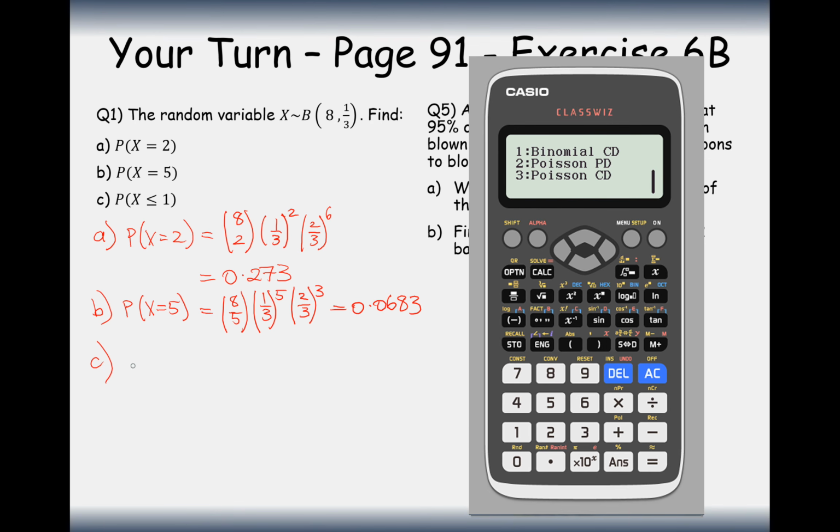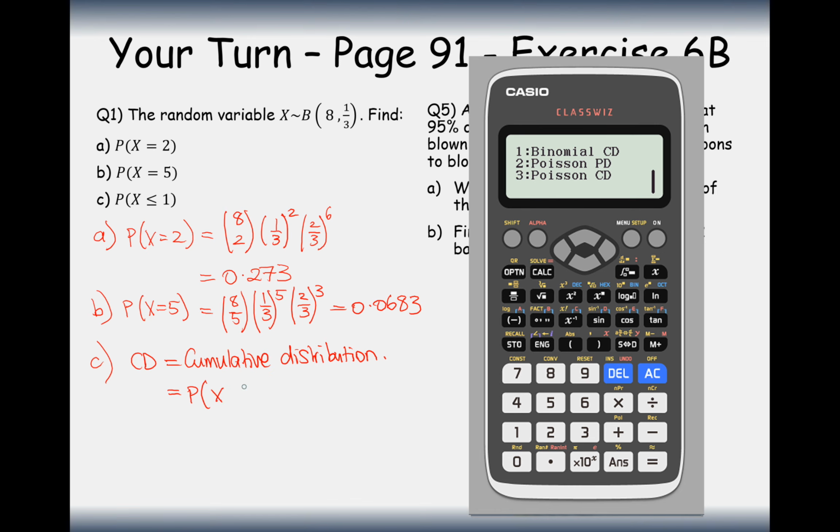Okay, probability of less than or equal to 1. Now, there are a few different ways you can do this. I'm going to show you another way to what we've done so far in the video. The binomial cumulative distribution is quite useful here. CD refers to cumulative distribution. We'll see this a lot in the second video on the binomial distribution. Cumulative distribution means that we accumulate the probability up to a certain value, which is effectively what we're doing here.